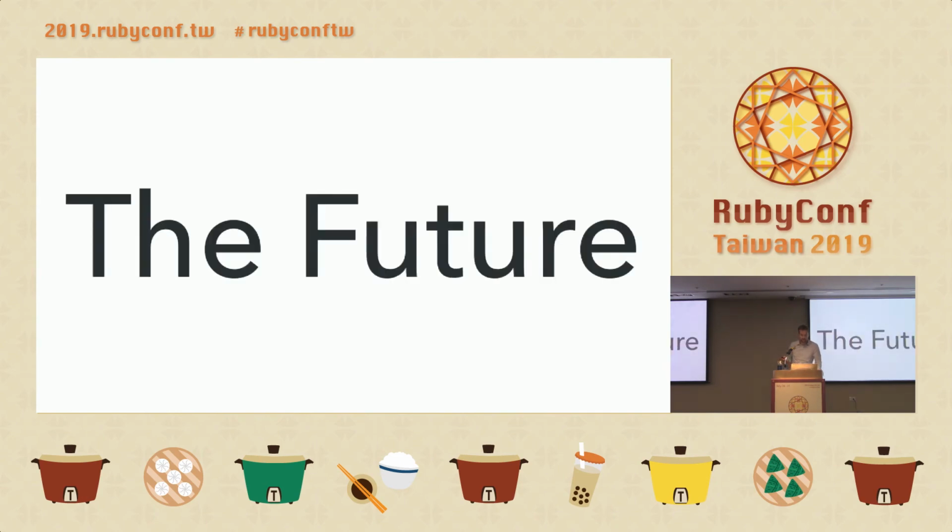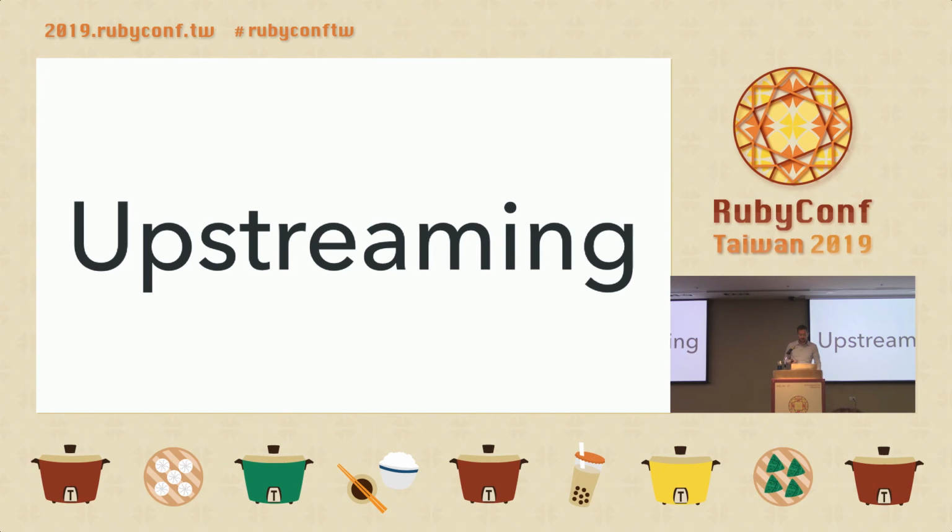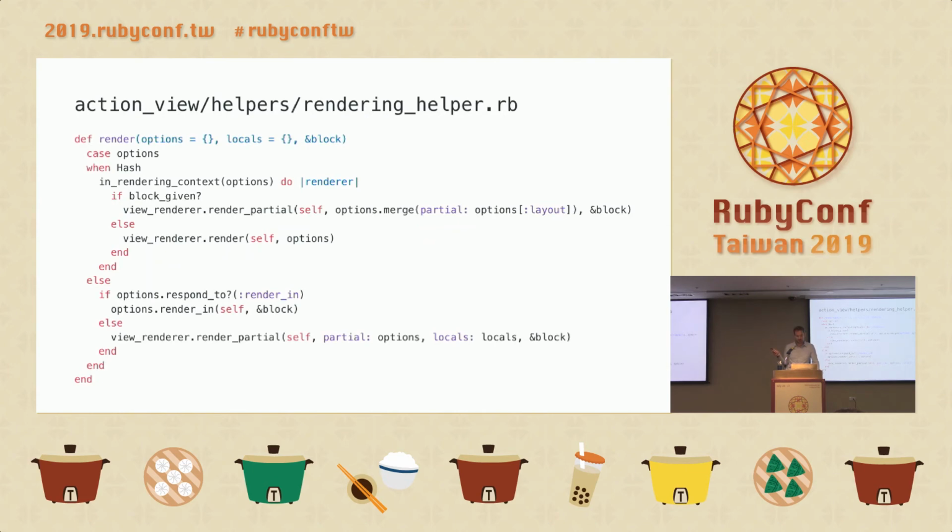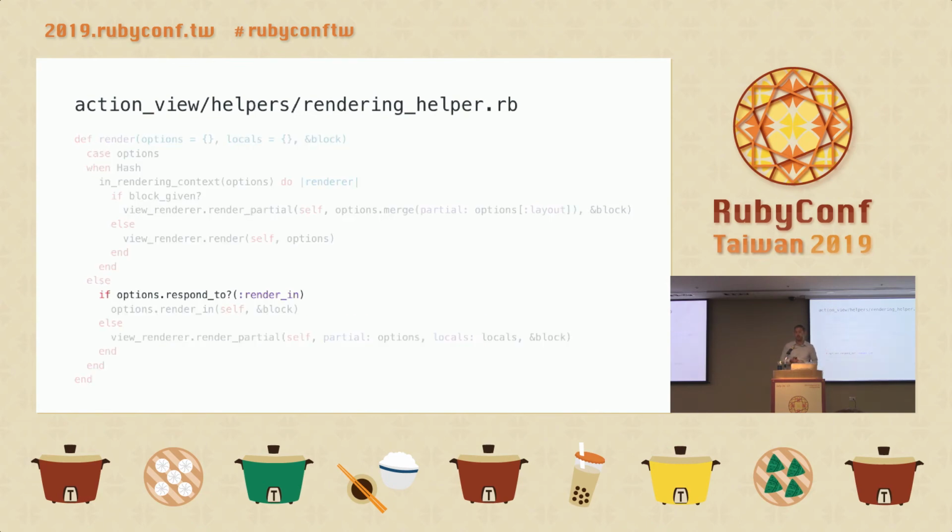So what's next? We've already started work to upstream this project into Rails. After sharing it at RailsConf in April, Raphael from Rails Core asked us to upstream it into the alpha branch of Rails 6. So here's the patch that just landed about a month or so ago. It adds support for passing in an object that responds to render_in. And if render_in is called on the object with the current view context and the passed block as arguments. This basically is an upstreaming of the most critical piece of our monkey patch.